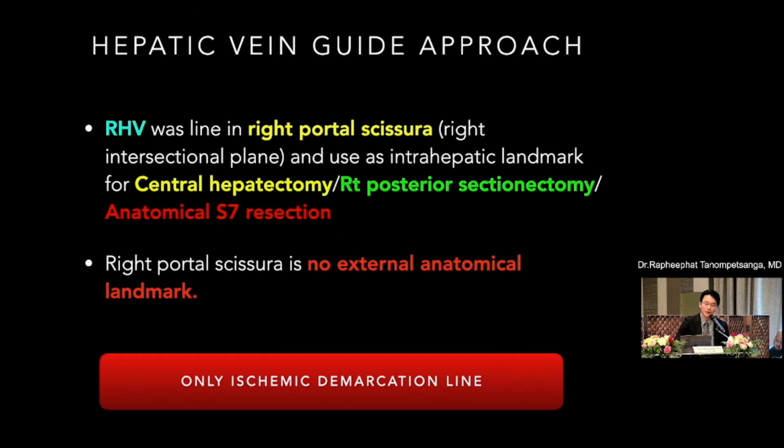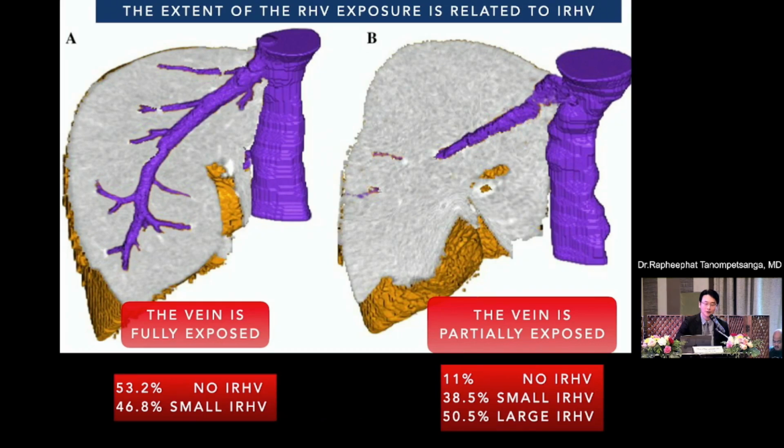For the right hepatic vein guided approach, the right hepatic vein runs in the right portal fissure. So you have to see it when you do the central hepatectomy, right posterior sectionectomy, or anatomical segment 7, because the right portal fissure has no external anatomical landmark. You can see only the ischemic demarcation line, so you have to use ultrasound guidance. Be careful if the patient has an inferior right hepatic vein, as the main right hepatic vein may not be fully exposed.